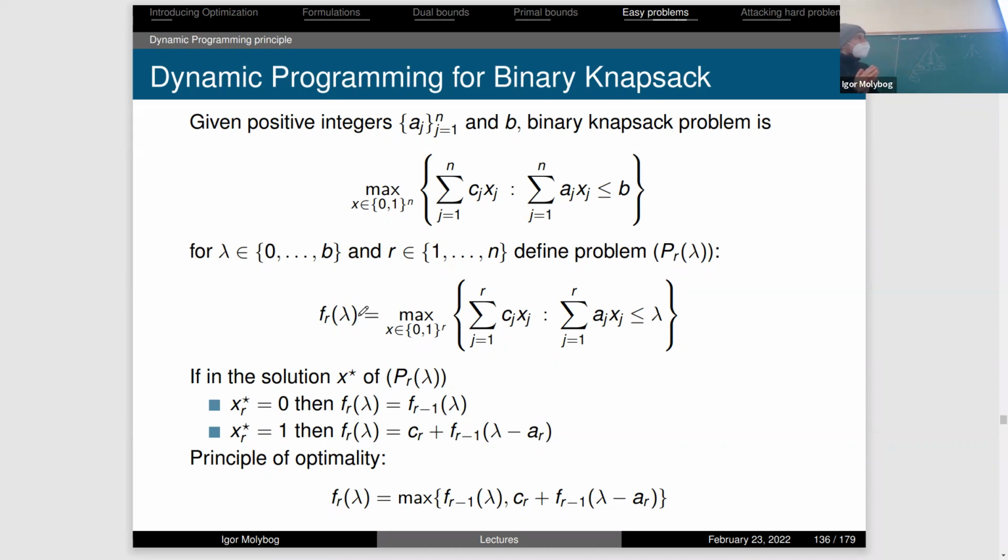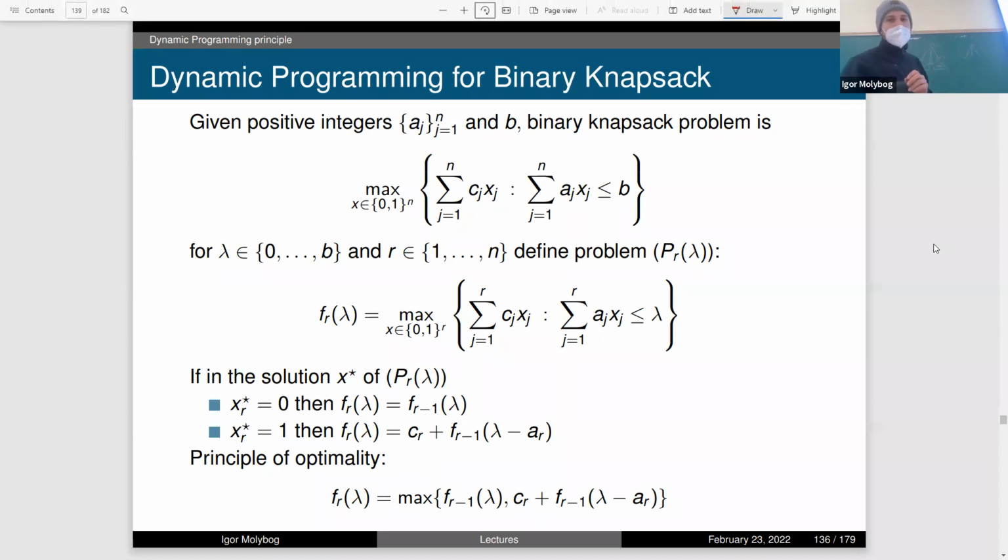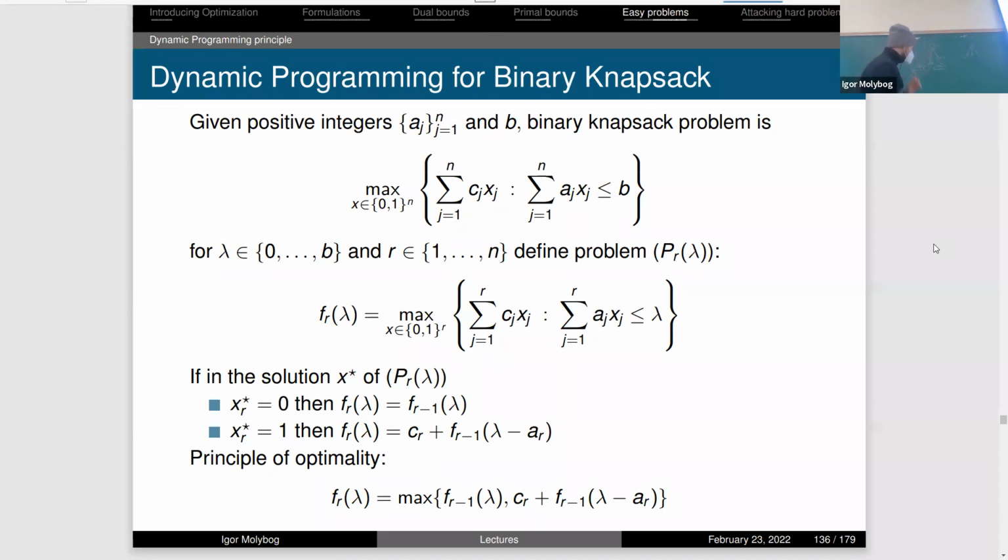So we will try to define the binary knapsack problems which we can in fact solve in polynomial time with a dynamic programming approach. This is a very interesting topic.